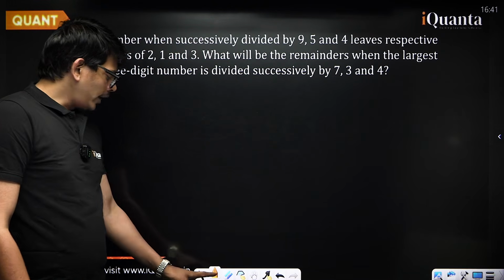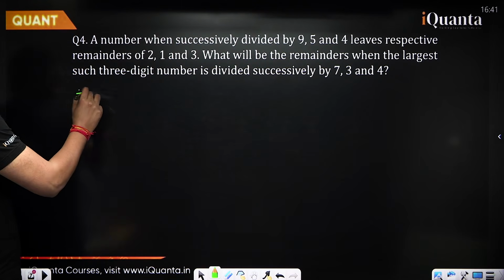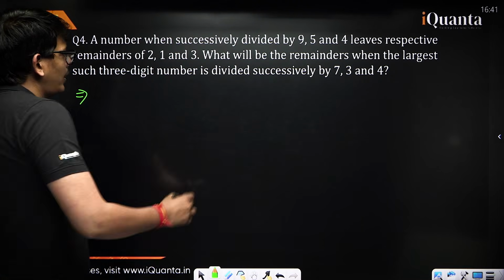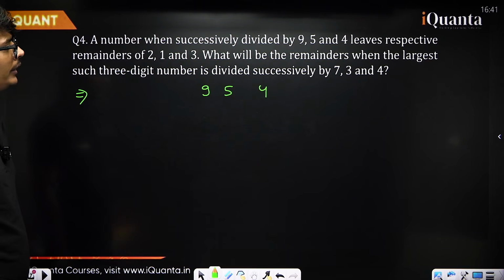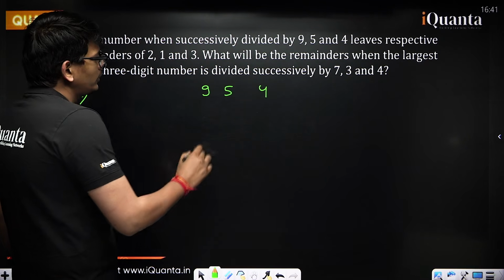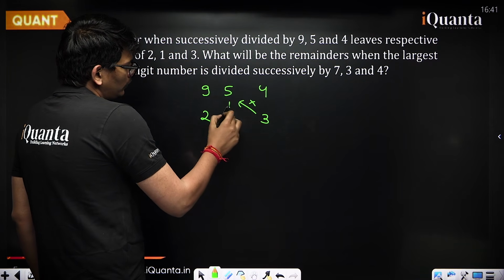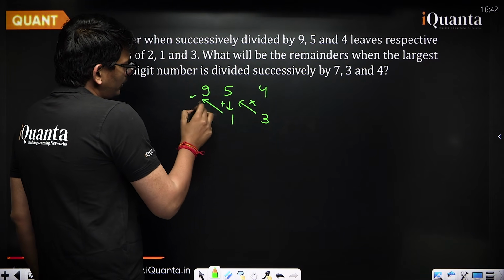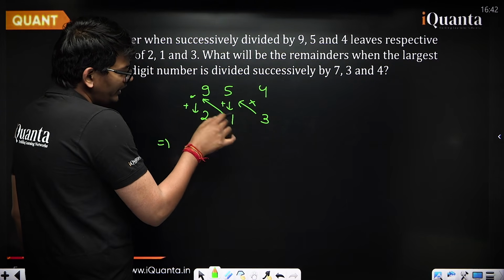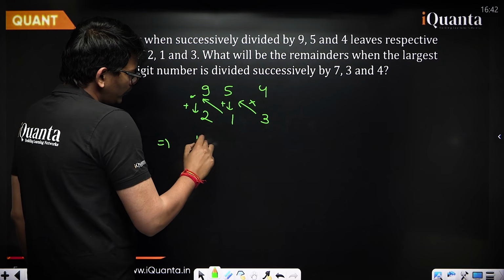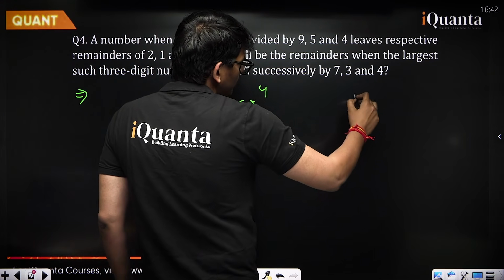Now let's look at this question. A number when successively divided by 9, 5, 4 leaves respective remainders of 2, 1, 3. So plus, multiply: plus 5 into 3 is 15 plus 1 is 16, into 9 is 144 plus 2 is 146. This is my least number.